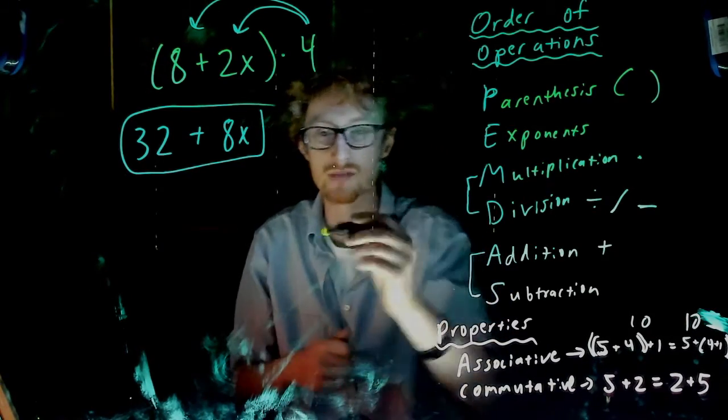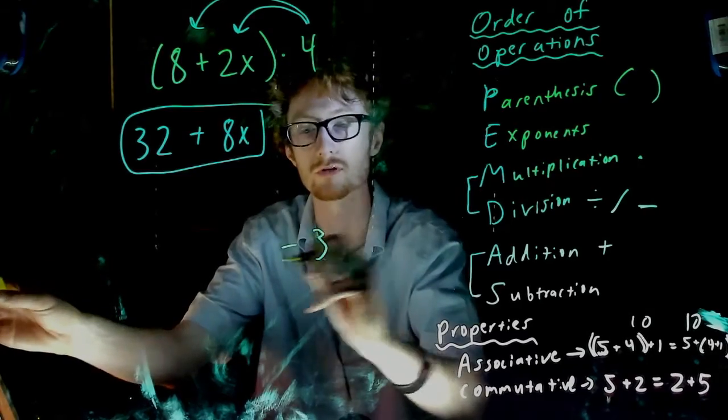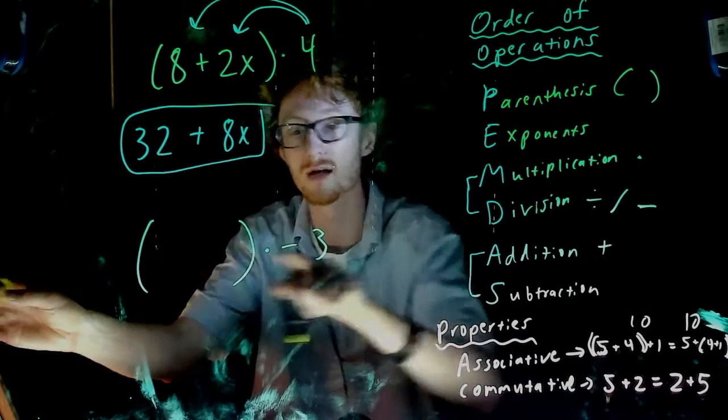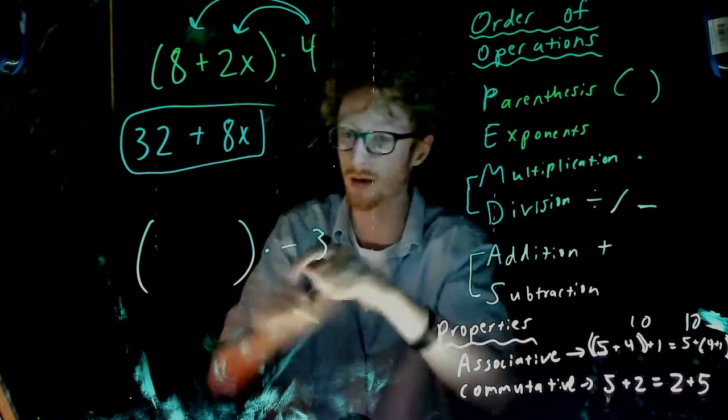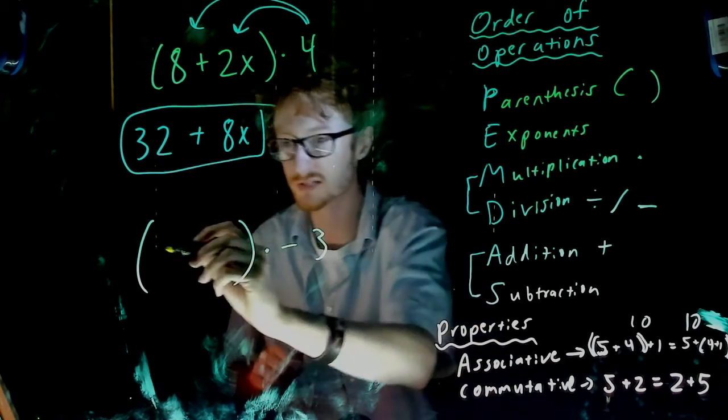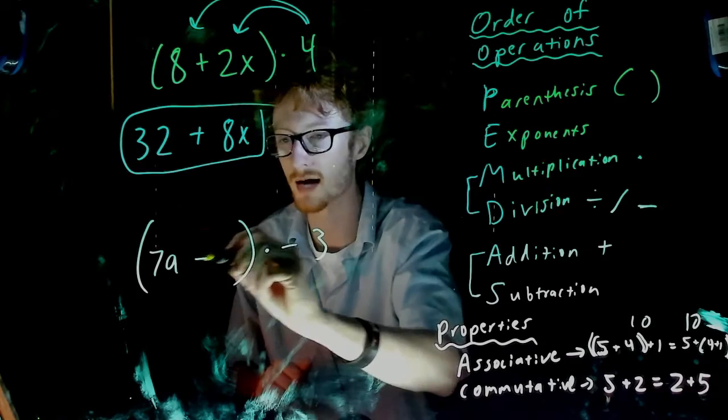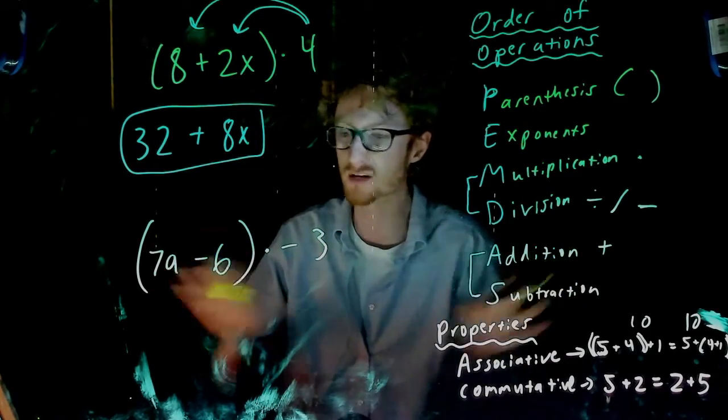Let me do some ones with some negatives that are backward just to really throw you for a loop, but I don't think I'm going to throw anybody for a loop. That's a negative 3, not a minus 3. See that times symbol? So I'm timesing whatever's in here by negative 3. Okay, let's do 7a minus 6. Again, don't get freaked out by the letters. We'll deal with that, right?